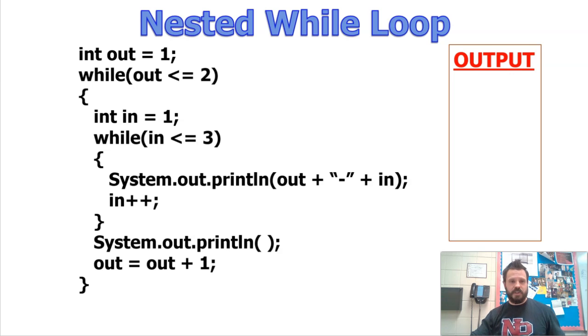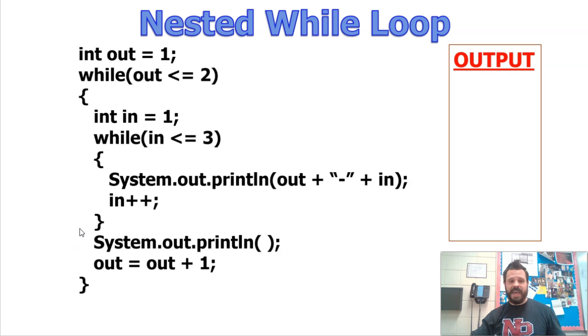Here I've got my nested loops with a larger while loop on the outside and a smaller while loop as the inner loop as well. Let's take a look at the big picture of what this is going to produce. For our outer loop, we have int out gets 1, and this loop's going to run while out is less than or equal to 2. And if I trace to the end of my code, notice at the very end of this outer while loop, we have out gets out plus 1. So in other words, it counts up by 1.